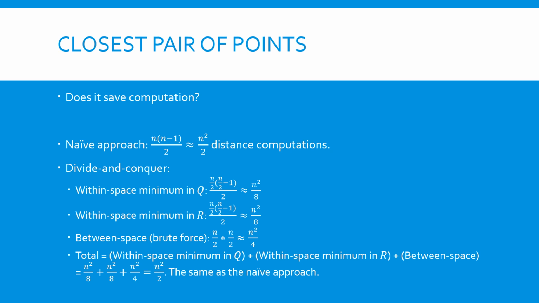To compute the between-space closest pair of points, we can use a brute force approach to enumerate all between-space point combinations. Since Q contains n/2 points, and R also contains n/2 points, we need to compute n²/4 distances. Summing them together, we obtain that the total amount of computation needed is n²/2, the same as the naive solution. As a result, this simple divide and conquer approach does not save us computation, and we need to do better.